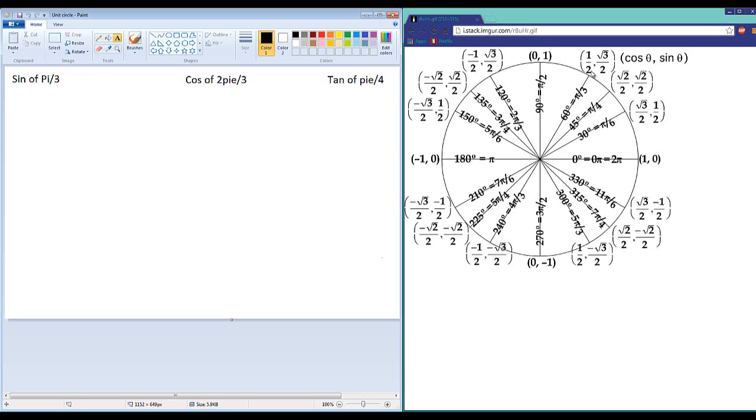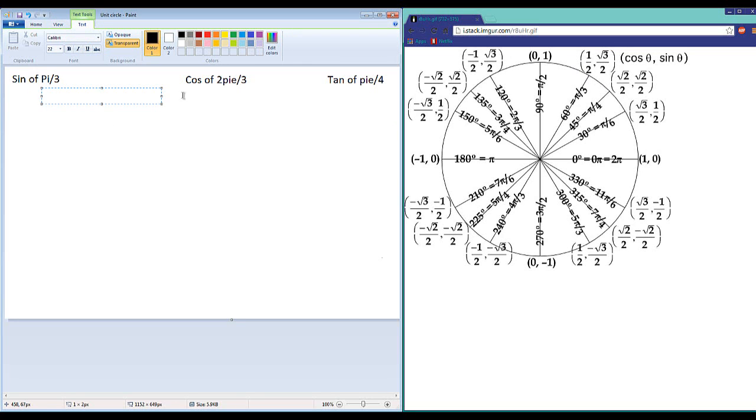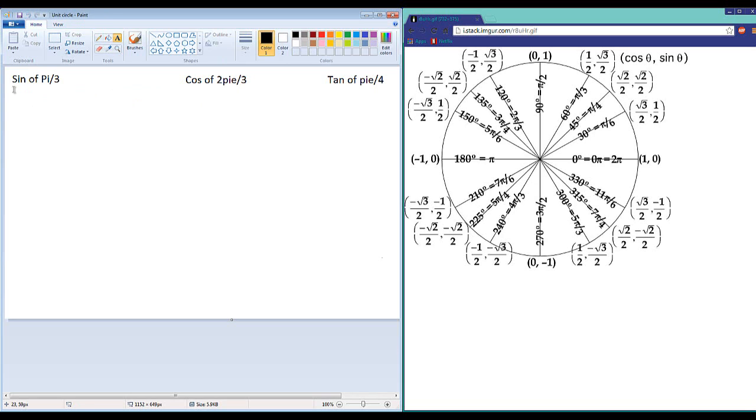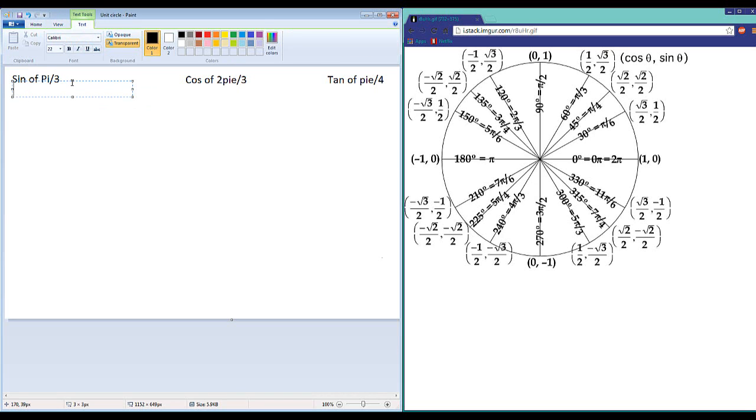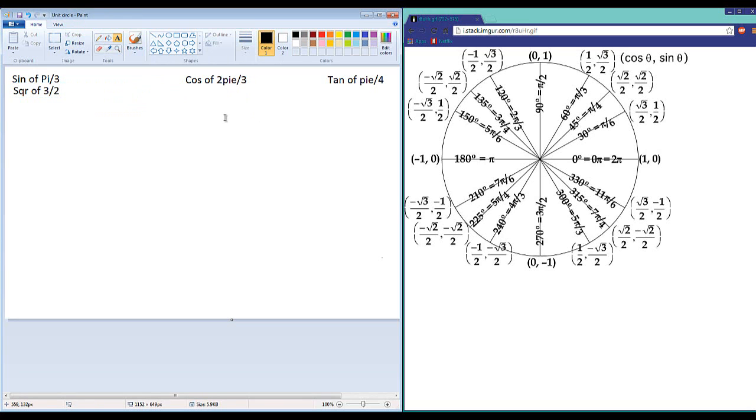That's the right word. And then you see here, cosine, sine. See right there. So if we go ahead and do this, what it is would be square root of 3 divided by 2. So that would be your answer right there.